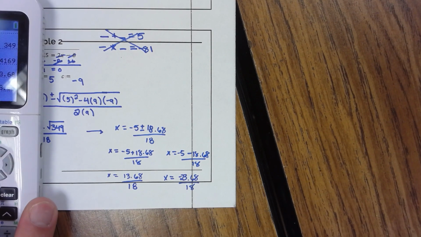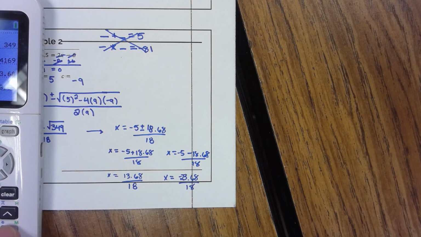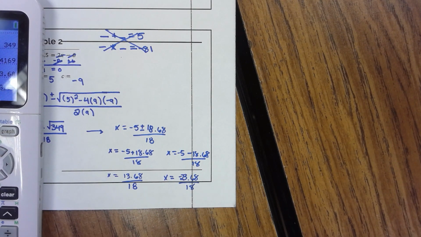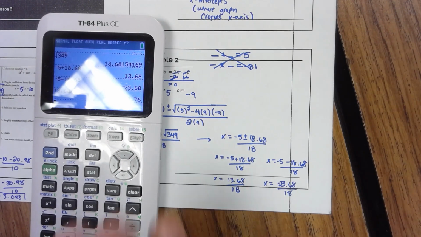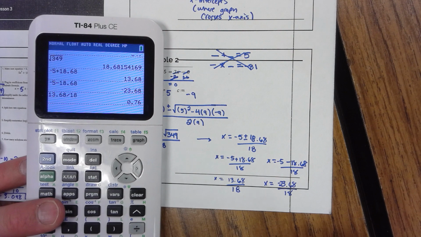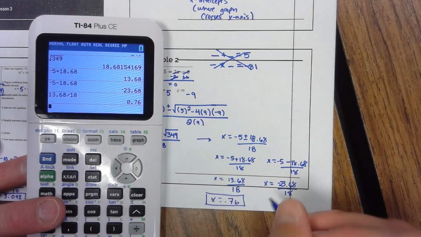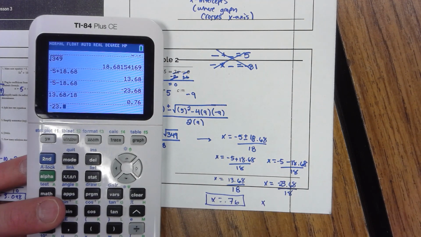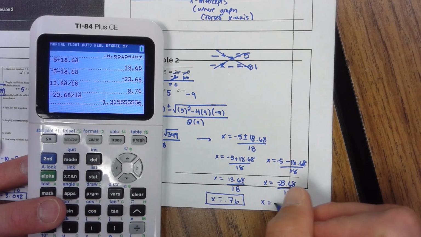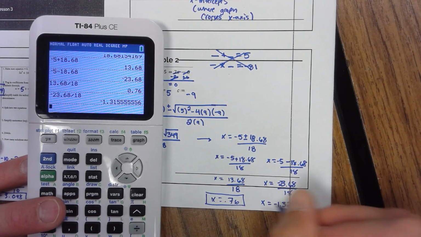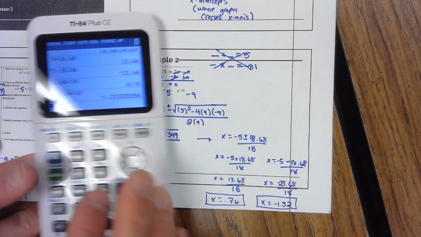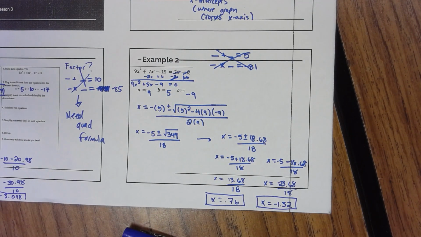And let's see what happens when we do that division. 13.68 divided by 18 is 0.76. So x equals 0.76. And then negative 23.68 divided by 18 equals negative 1.32. Okay, and again, we'll just always round to 2 decimal places with this, just so we can keep that consistent.